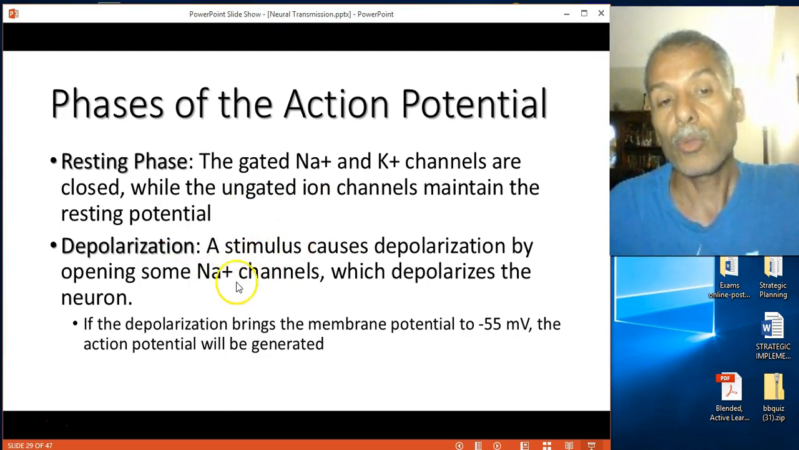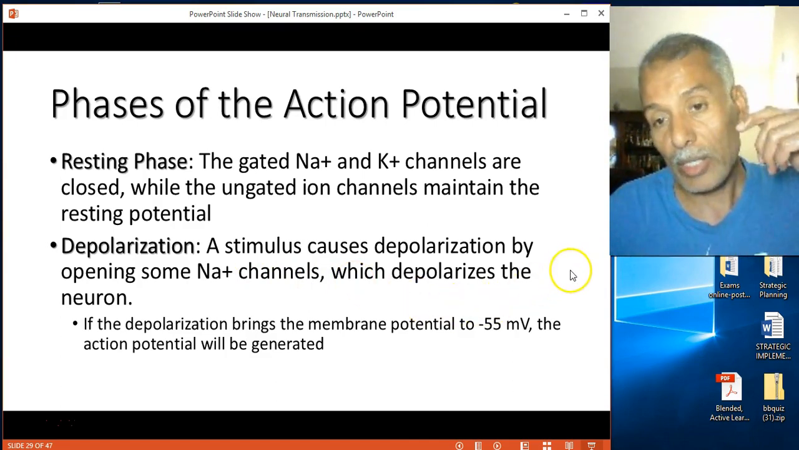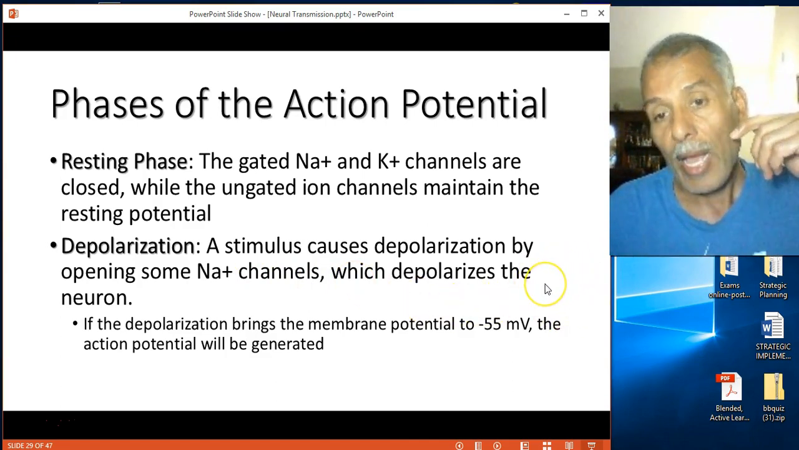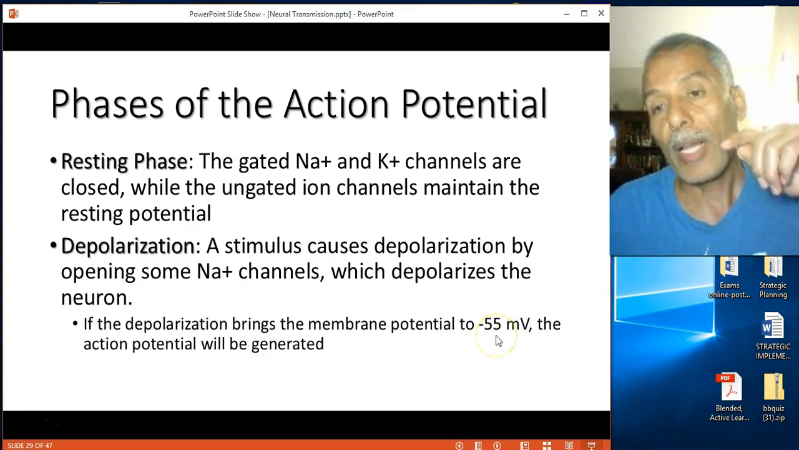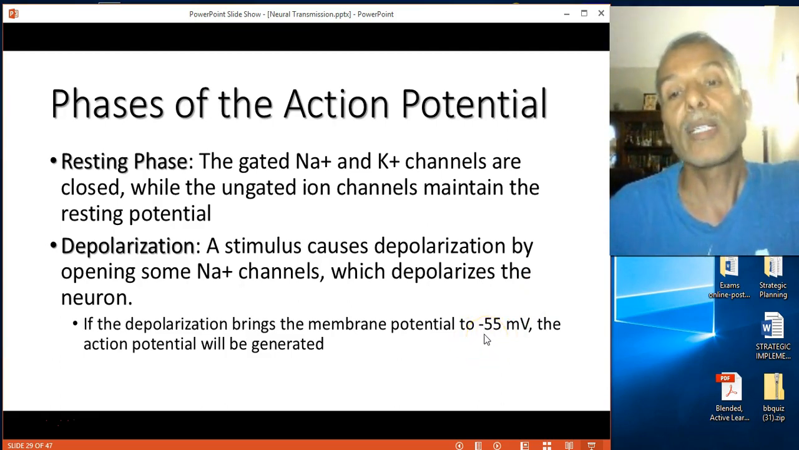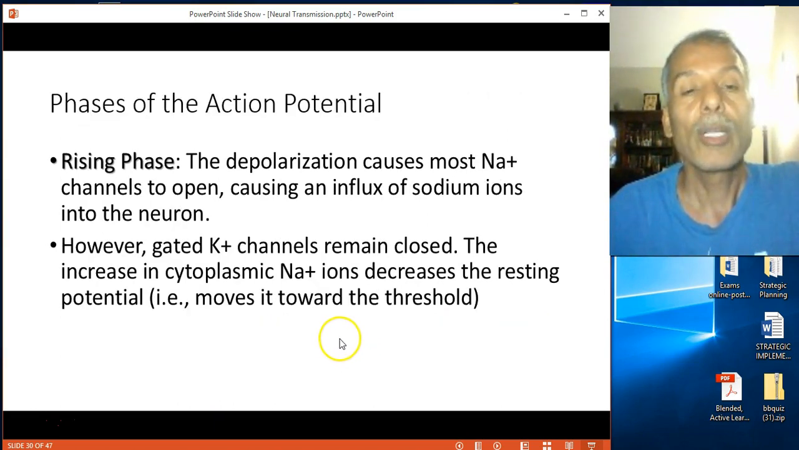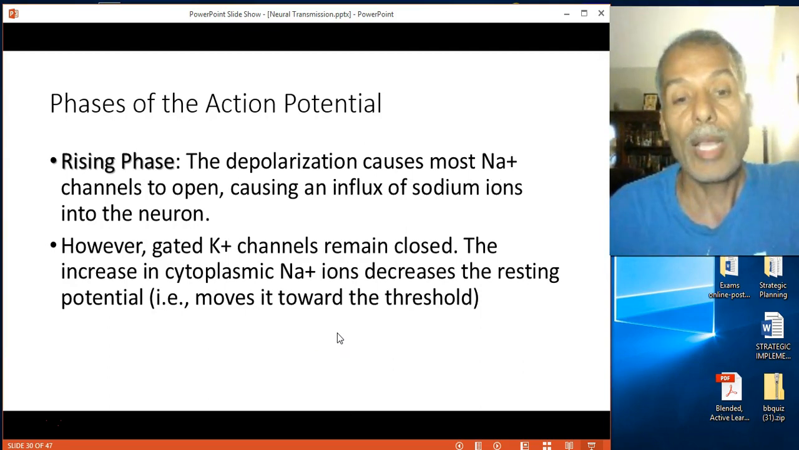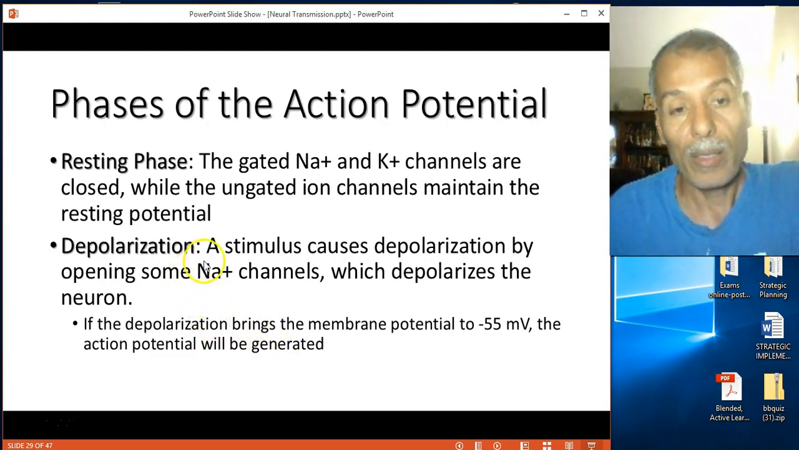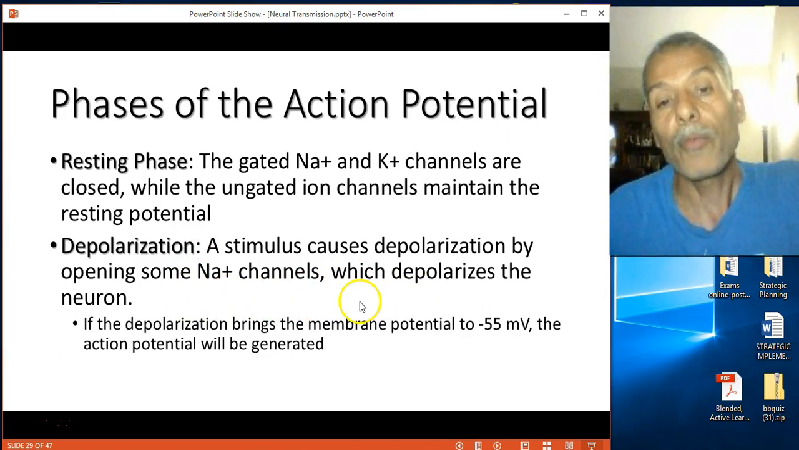Once the neurotransmitter binds, it's going to open the sodium channels. That is going to increase the number of positive charges in the cell, and decrease the number of negative charges, bringing it from negative 70 or negative 80 to negative 55 millivolts. And as a result, that is the trigger that activates the action potential. Depolarization.